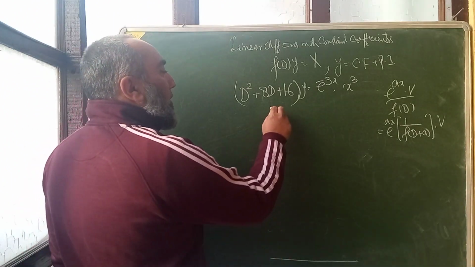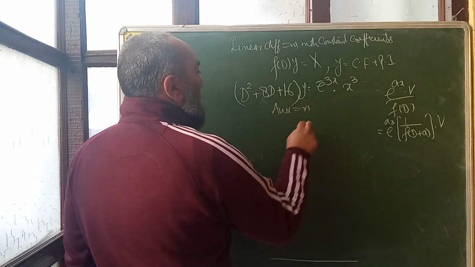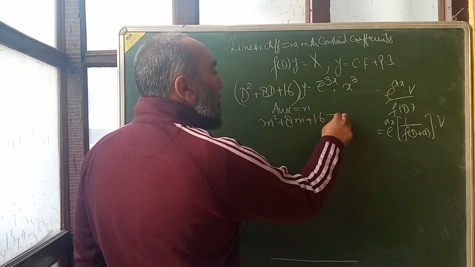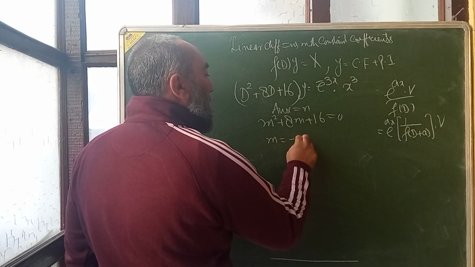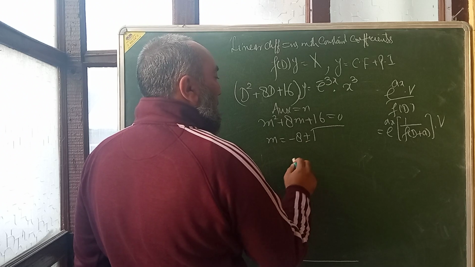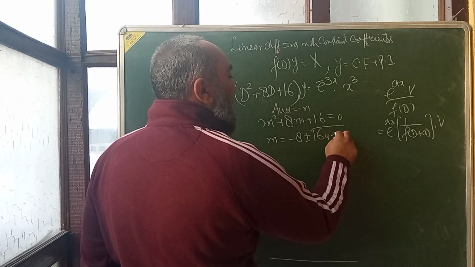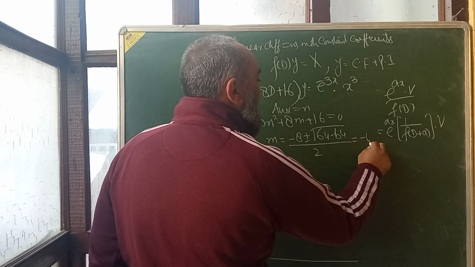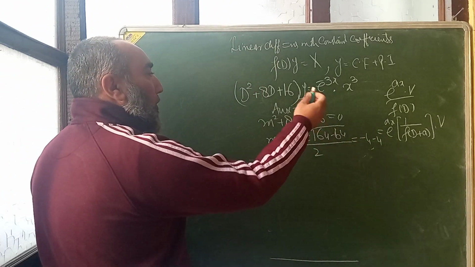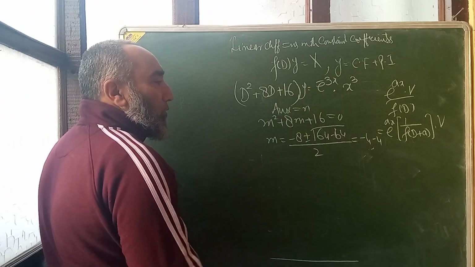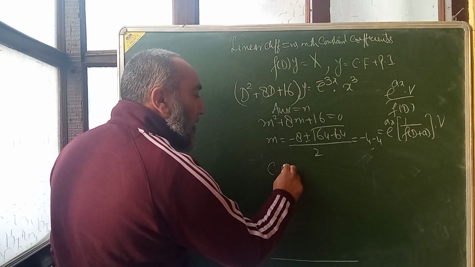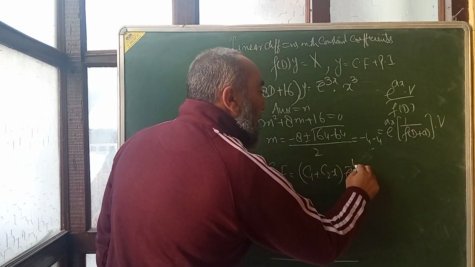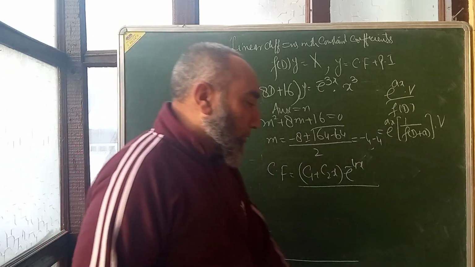To find the auxiliary equation, you have m square plus 8m plus 16 equal to 0, which gives m equal to minus b plus minus under root of b square minus 4ac, upon 2a. So it is minus 4 and minus 4. So it is (m plus 4) whole square or (D plus 4) whole square. So you have repeated factors, and the complementary function is (c1 plus c2 x) e to the power minus 4x. This is the complementary function.